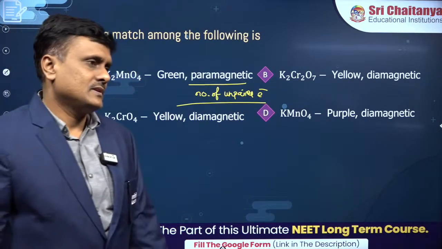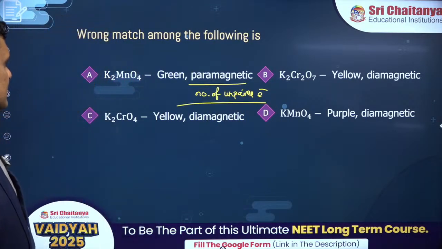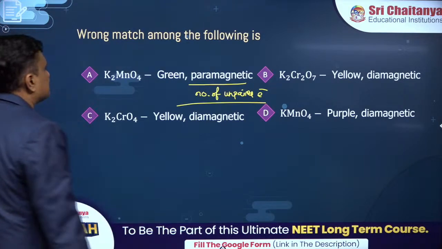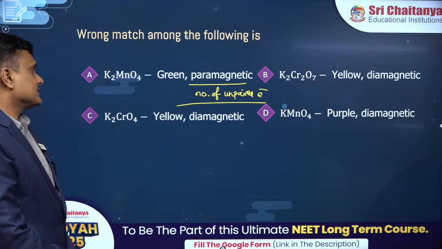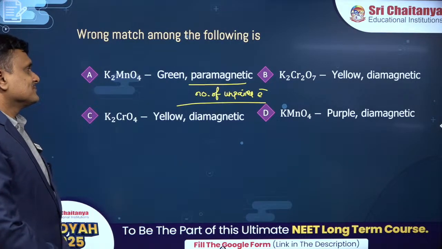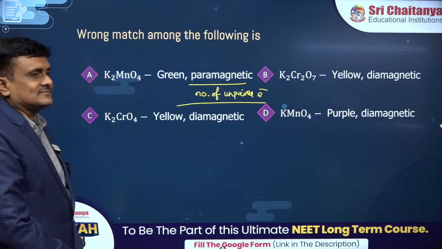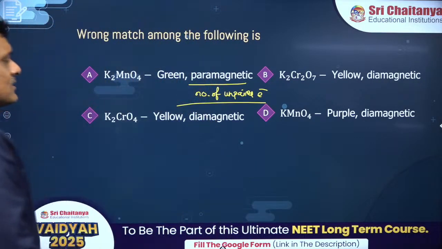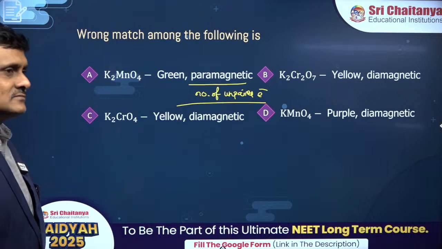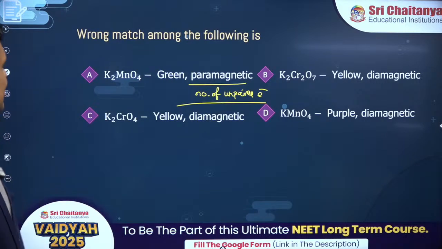Come on. Answer this question, Isha. You are really good, doing good, but speed up. Wrong match. Isha said D. Please check your answer, Isha. Rebecca also said D. Is it not KMnO4 purple? Isha, you gave 2 answers. You should pick the wrong answer.